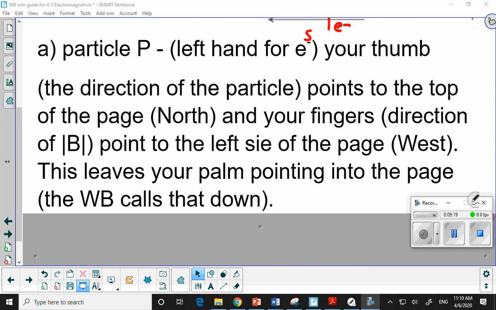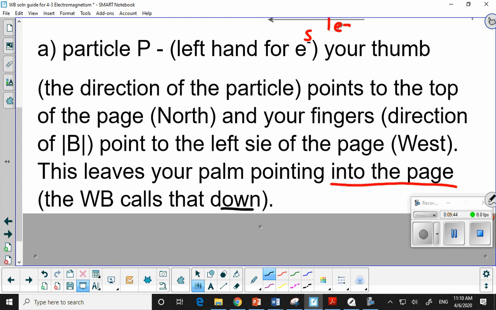So I wrote that out for you. Particle P, left hand rule for electrons. Your thumb, the direction of the particle flow, points to the top of the page, which is north. And your fingers, the direction of the magnetic field, point to the left side of the page, west. Leaves your palm pointing into the page, which is how I would more likely like you to call it, but sometimes the workbook is going to call that down.